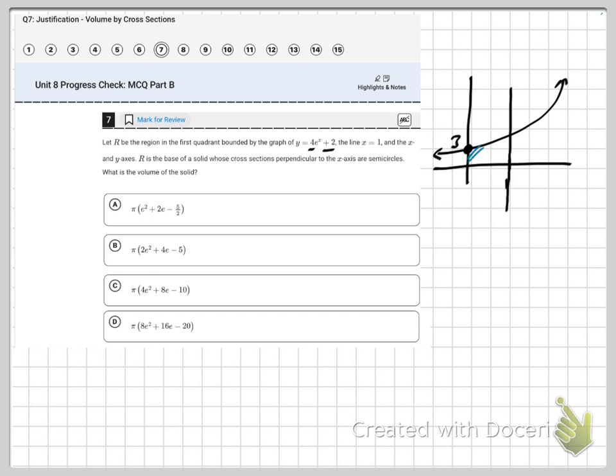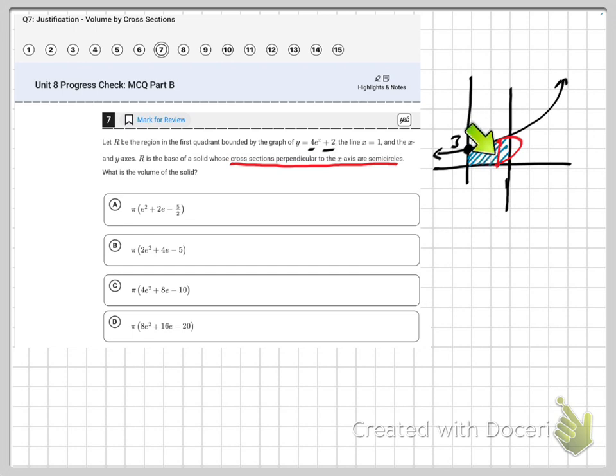So we're just going to do a vertical line right there and then shade in our area. All right, so that's our area R. And it says that the x-axis and the y-axis are the boundaries. Okay, the cross sections of the solid are perpendicular to the x-axis. So that means our semicircles are like this. Now, I just drew one of them for a picture.